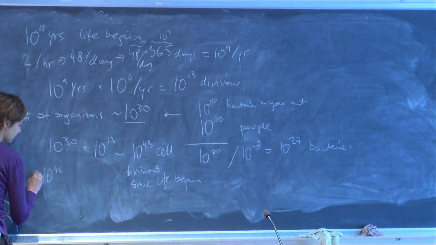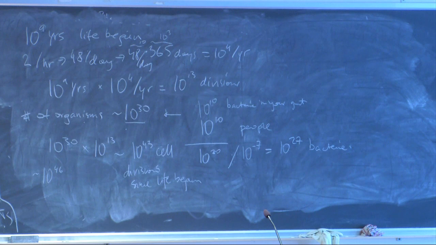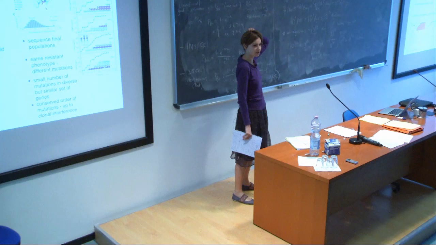As I said, it completely doesn't matter. I don't believe either one of these numbers. But it just gives you an order of estimate, right? So if you were to say from the top of your head, it's like 10 to the 50 cell divisions since life began, 10 to the 40, 10 to the 50.